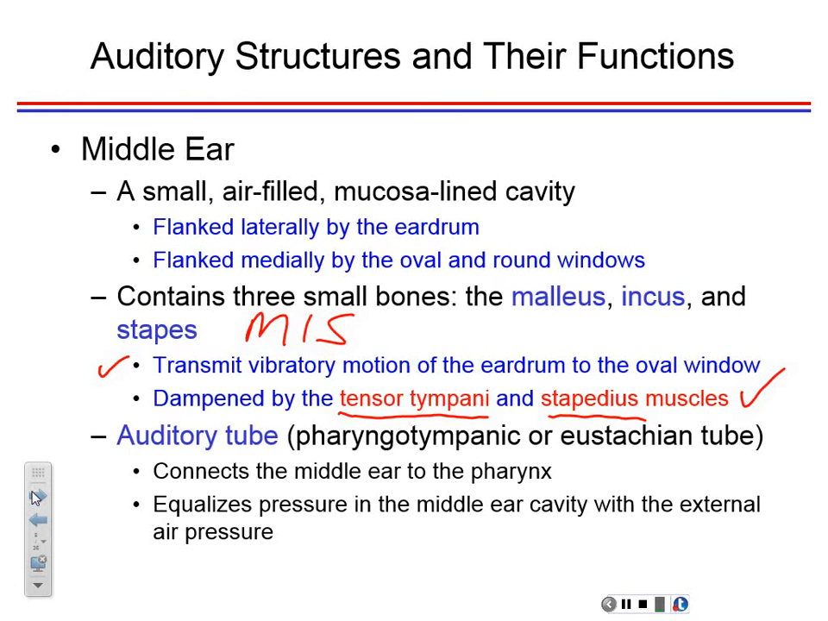Sometimes I ask about some of these parts: what's the function of the auditory tube? Where is it? It connects the middle ear to the pharynx or the throat, and it equalizes pressure on the tympanic membrane.